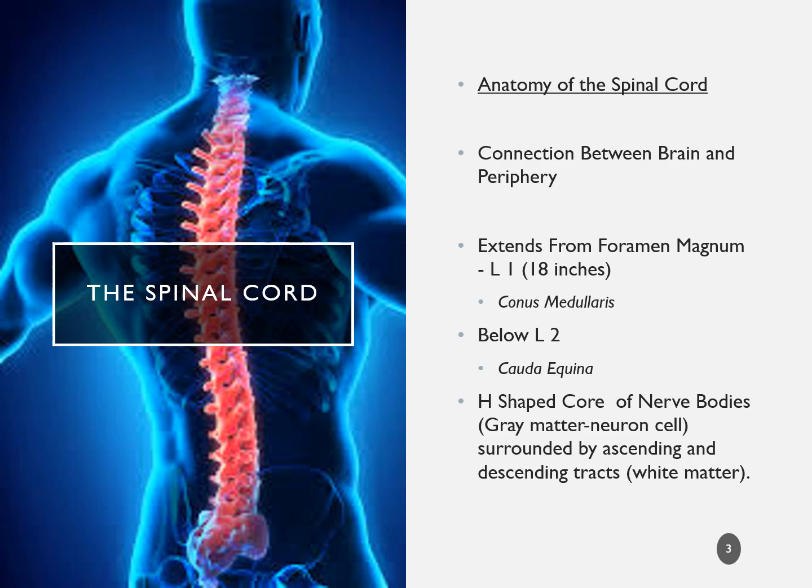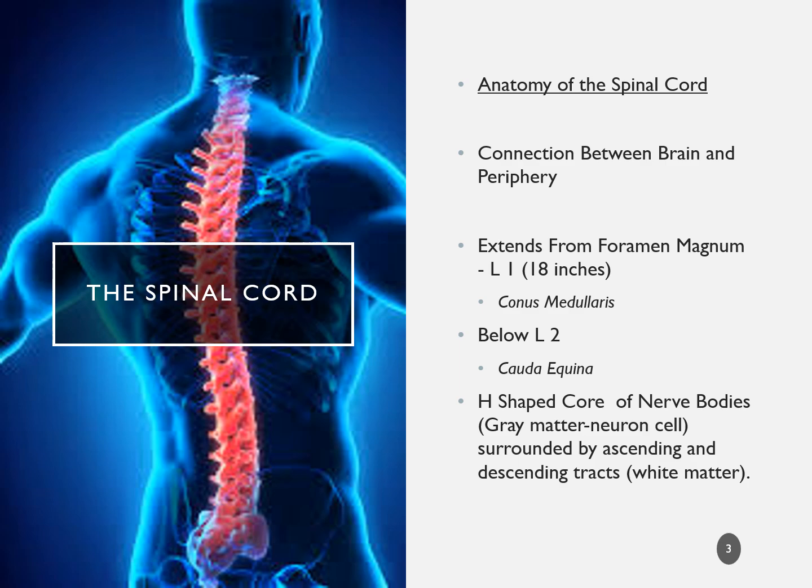So if you remember our spinal cord, that's our connection between our brain and our periphery, right? We need that to have our body move, and our brain is going to tell our body what to do. The spinal cord extends from the foramen magnum. Remember, we talked about that opening at the base of the skull when we talked about traumatic brain injury. So it extends from all the way up there down to the lumbar area. It's about 18 inches long. And when we get below L2, we call that the cauda equina, and I'll talk about that in just a second.